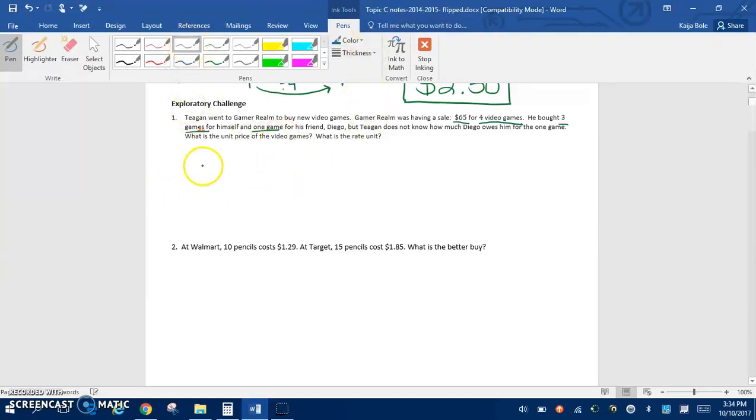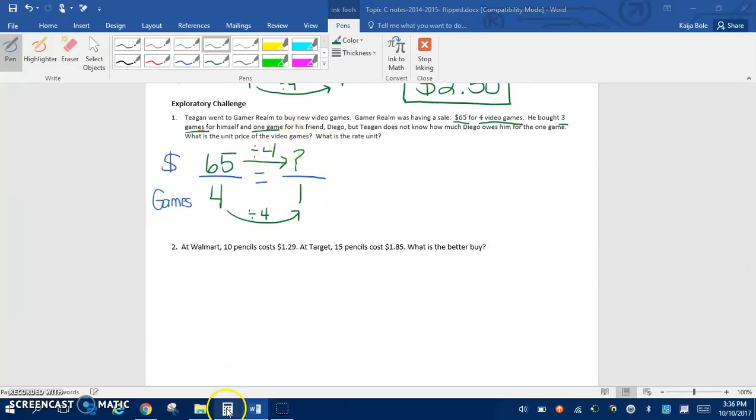First we're going to set up our blank proportion here. This is what we're going to do every time. We are comparing money and games. Those are the 2 things. We know that it was $65, so I put the $65 here, and that was for 4 video games. Now they're asking us how much for 1 game. We don't know how much it costs. So again, we're asking 4 divided by what gives us 1, and we know that's dividing by 4. So we're going to do the same thing on the top. We are going to divide by 4.